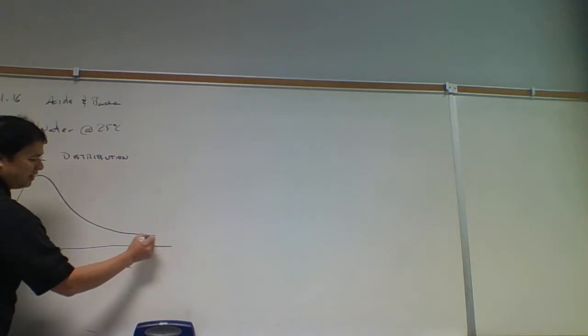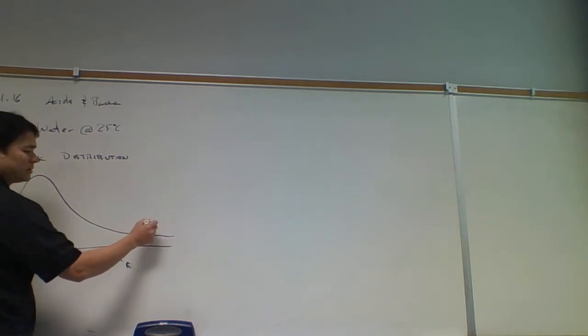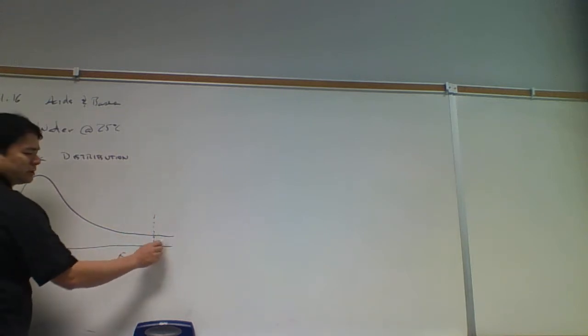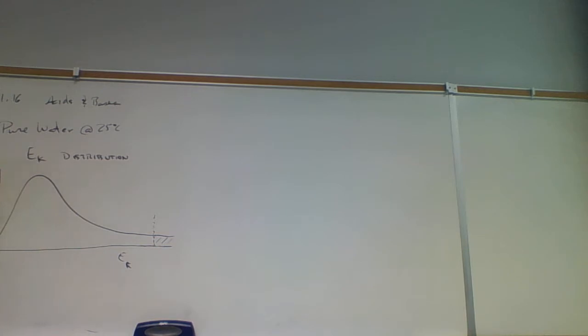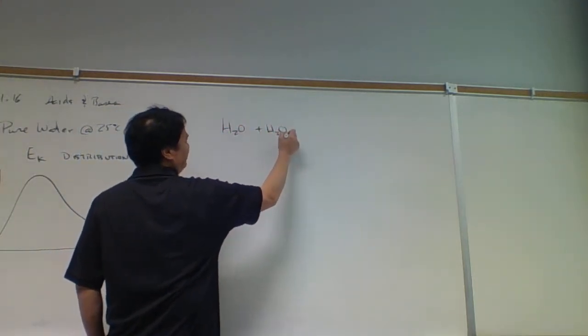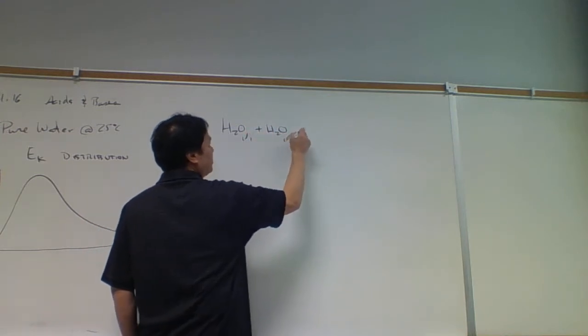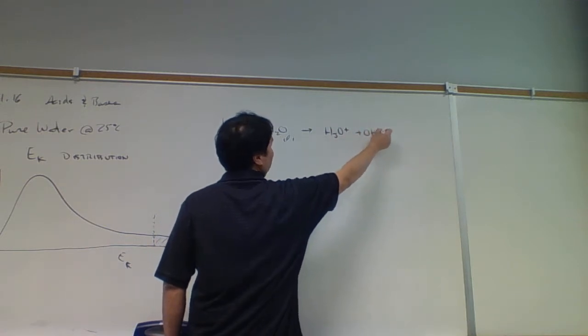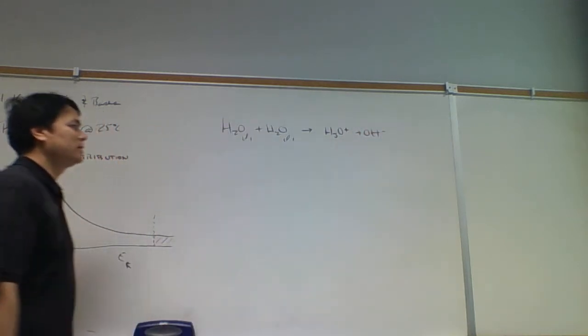It turns out that there's going to be a small fraction of molecules. Let's say this is the cutoff here. Molecules with a higher energy than this particular cutoff will have enough energy to actually react or to break bonds. And so what happens here is that we'll have an H2O plus an H2O collide with so much force that we have proton transfer occur. In other words, it's a Brønsted acid-base reaction.